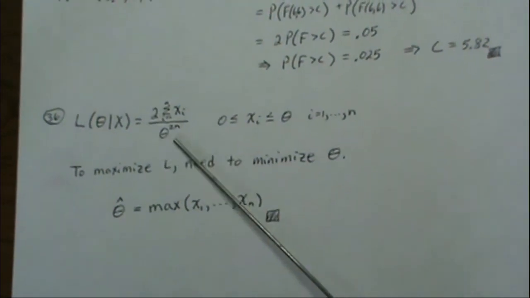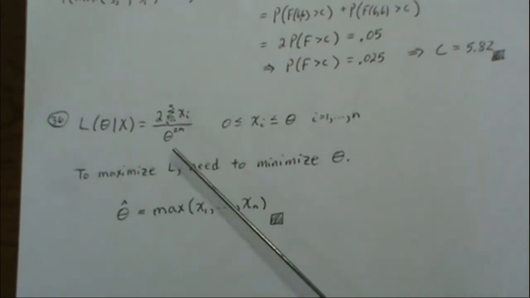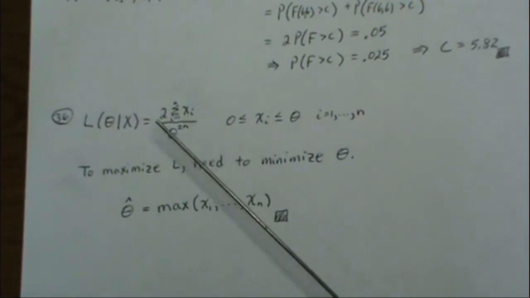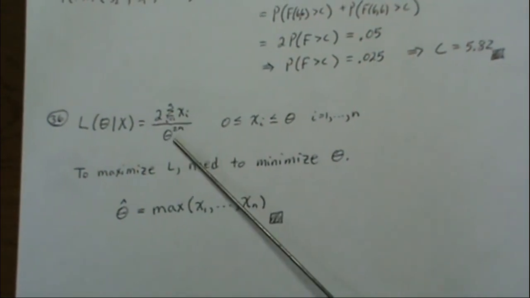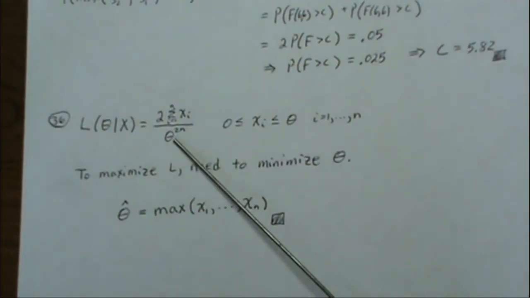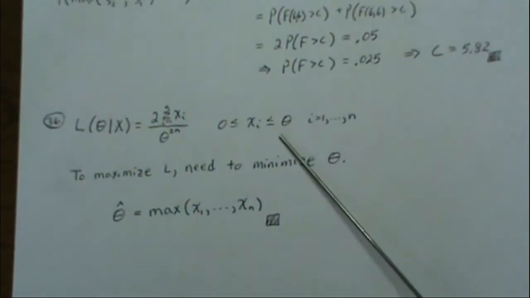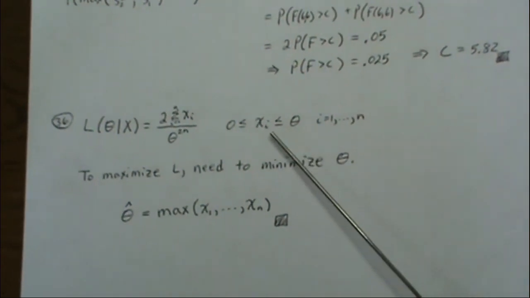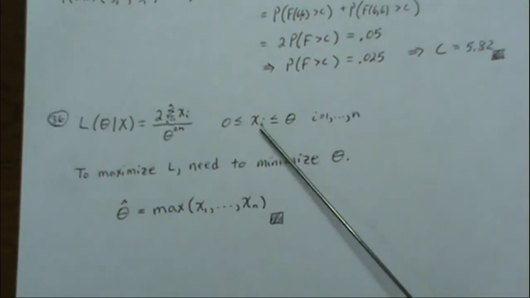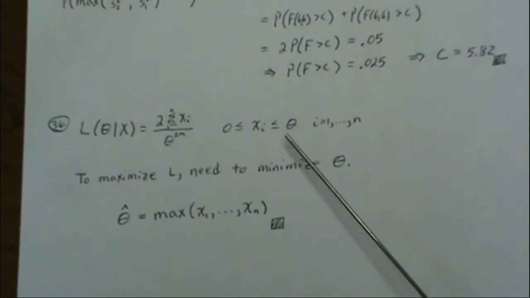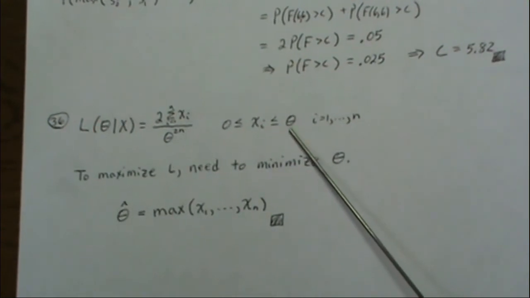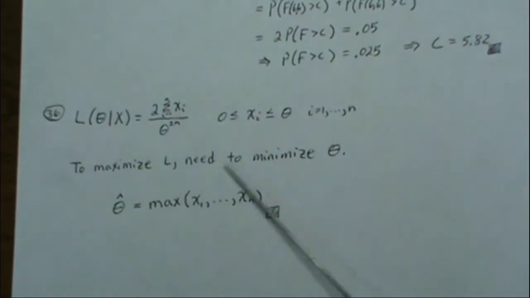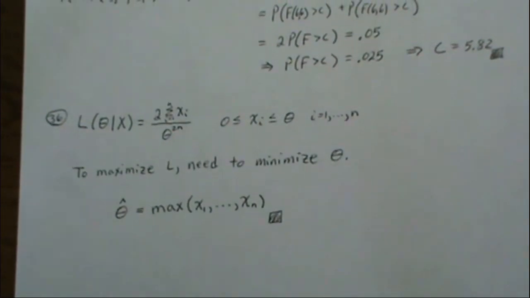And so if we look at this function, in order for this to be maximized, the smaller we make theta, the bigger this overall value is. So we have to make this as small as possible and still be within the constraints. Since each xi has to be between 0 and theta, the smallest that theta can be is the maximum of the data. So that's our maximum likelihood estimate.